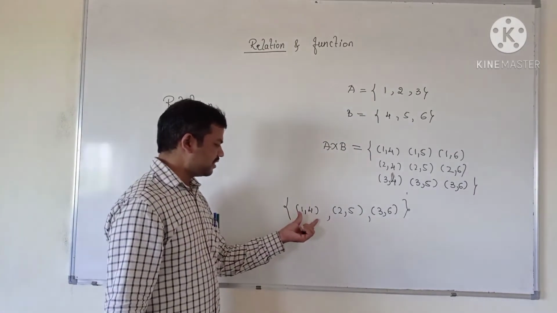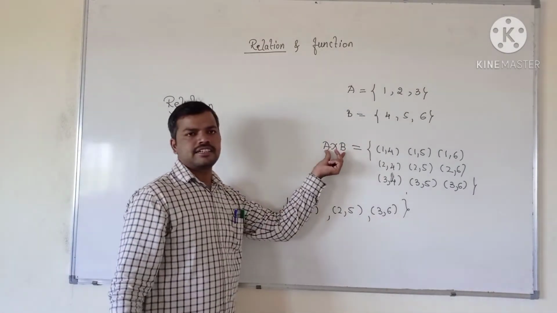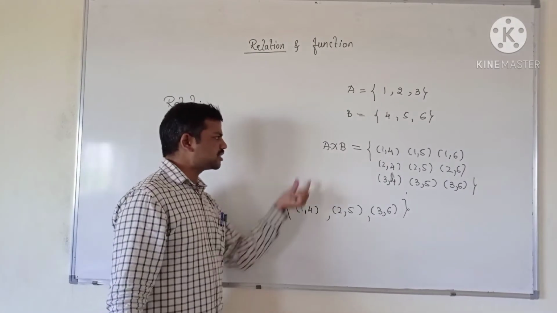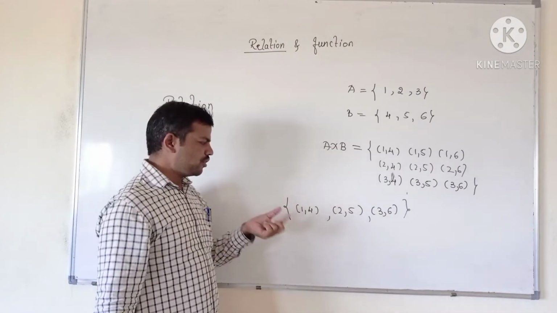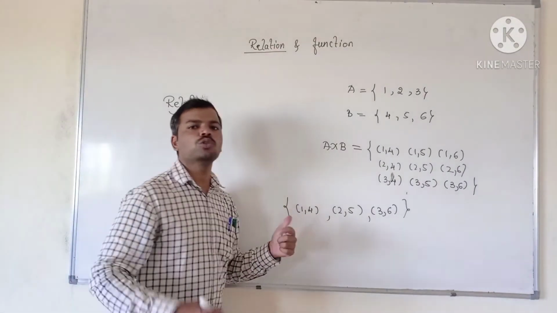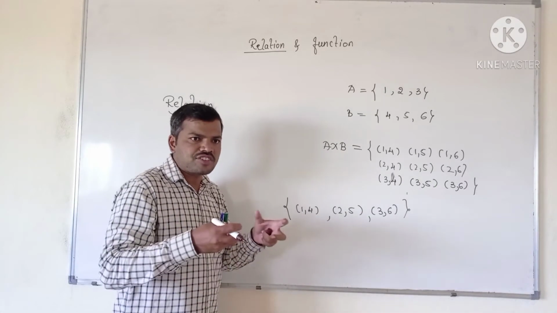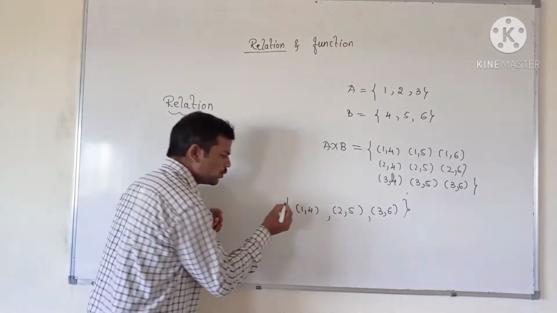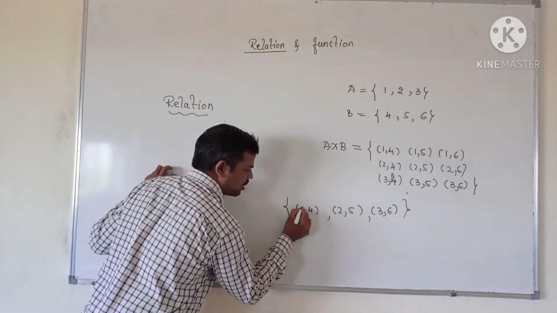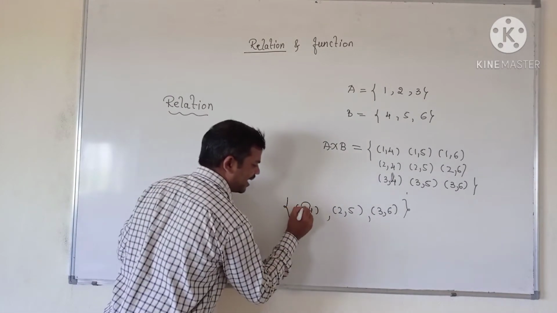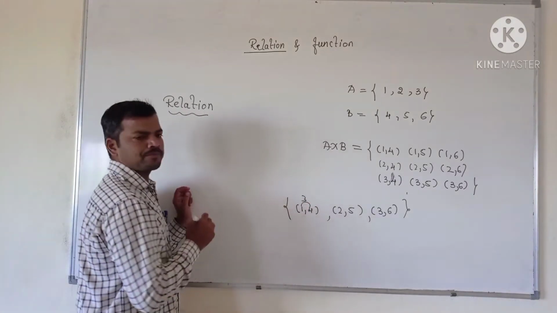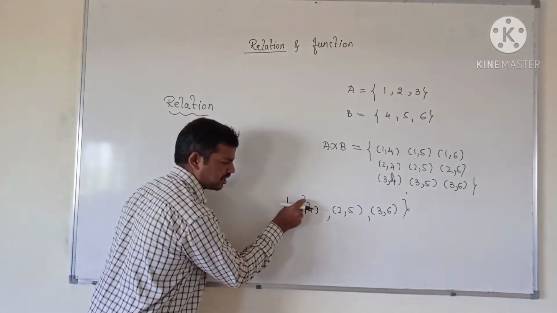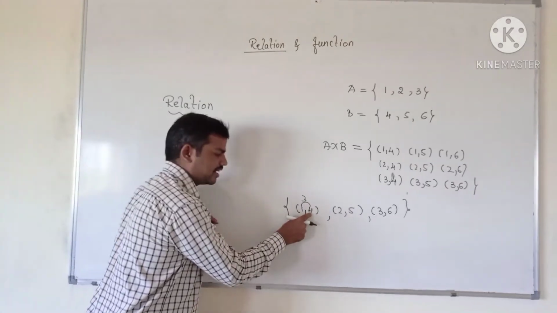These are the elements of A cross B, so this becomes a subset of it. If you observe these pairs, how they are related, stating that is called a connection. We can give the connection: the first element with the second element, adding 3. If we add 3 to the first element, we get the second element.